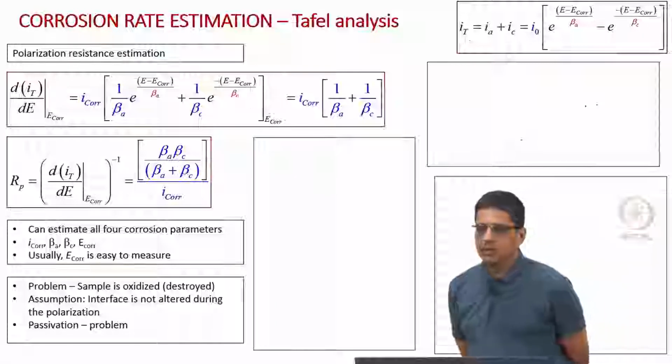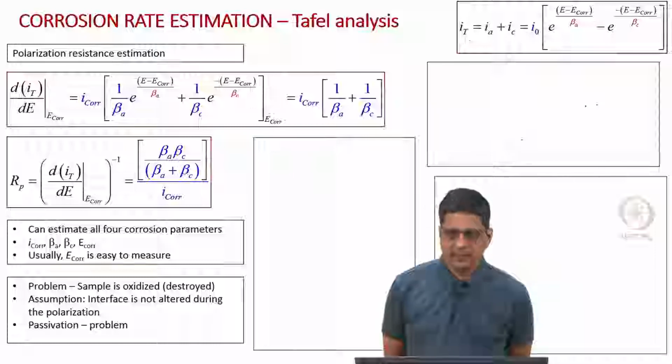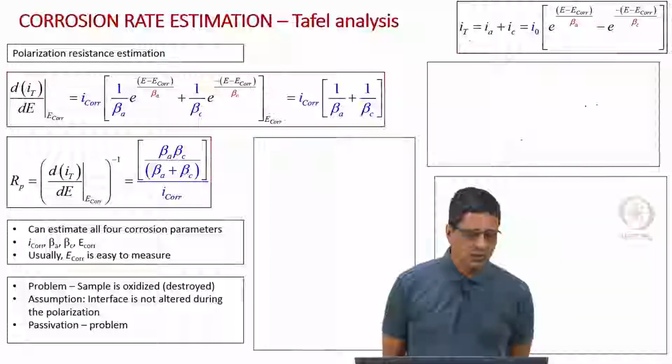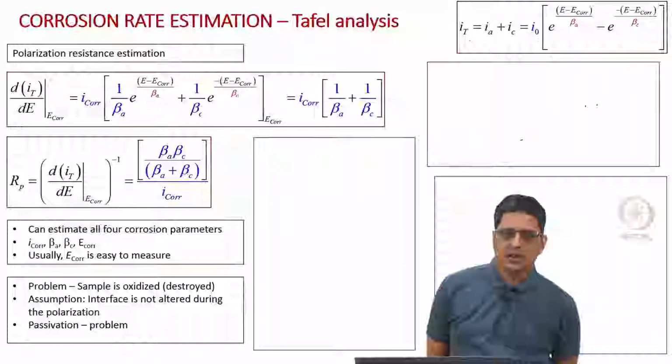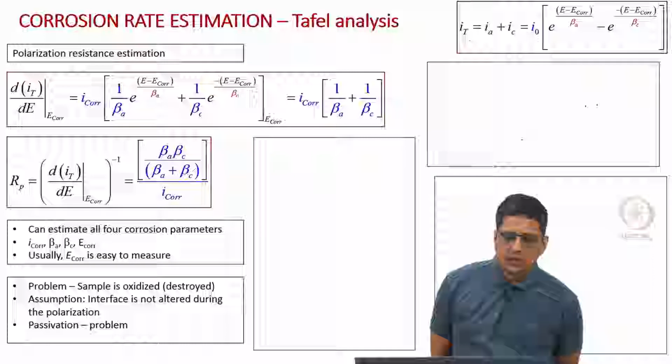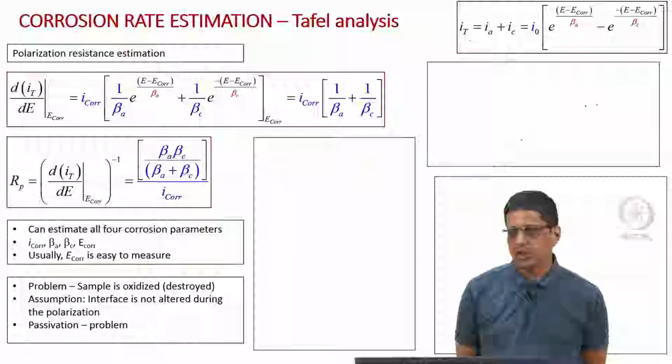Now, it takes some time to do these experiments. If you go to large anodic potential, sample will get oxidized or it may corrode very fast and will get destroyed. We assume that the electrode electrolyte interface is not altered during the experiment, and usually in the cathodic regime it is not altered, but in the anodic regime there is a high likelihood of the surface getting altered. Anyway, if you go to high potential, there is a good chance it will get destroyed, and in some cases the surface can get passivated at anodic potential.